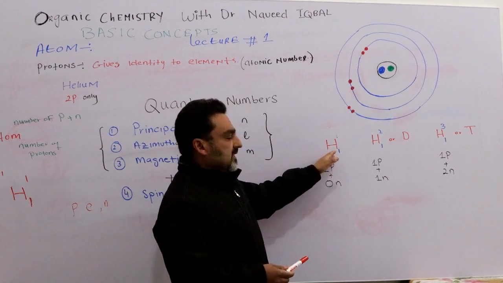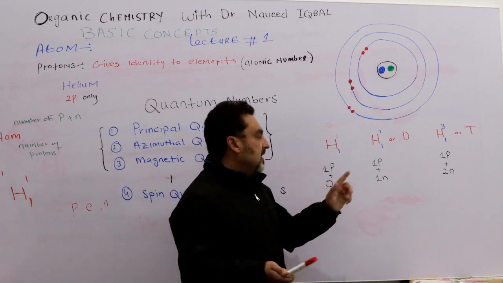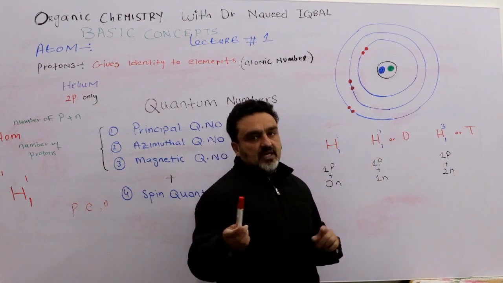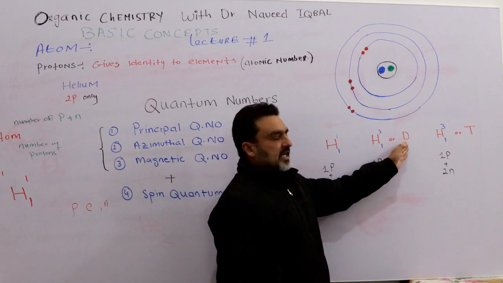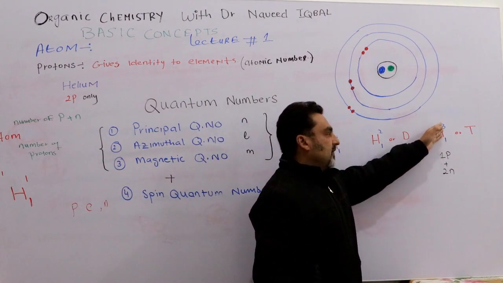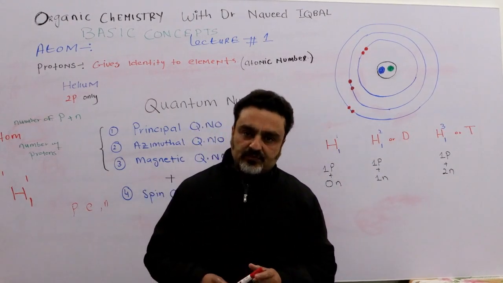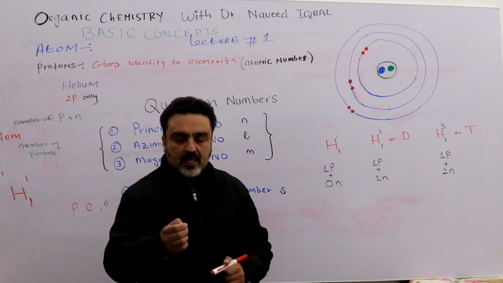You can write it like this, with the symbol hydrogen 1, 1. It will be called simple hydrogen. Hydrogen 1, 2 will be called deuterium, or you can just write an uppercase letter D for it. And the third one is 1 and 3, and you can also write an uppercase T for tritium.